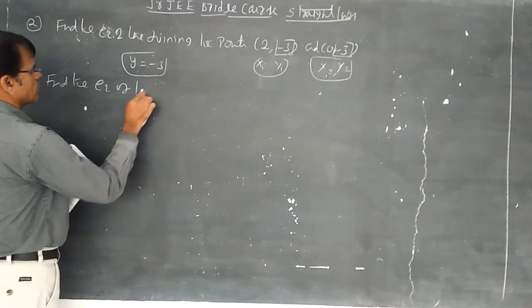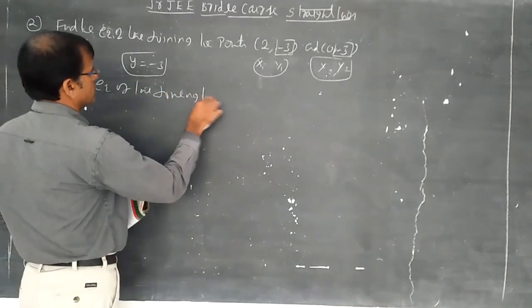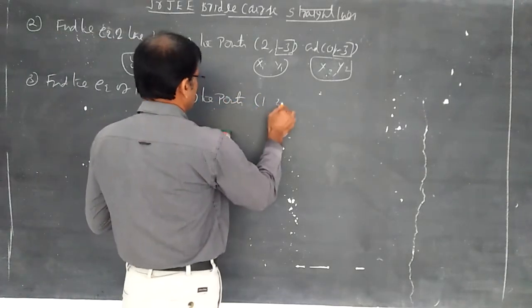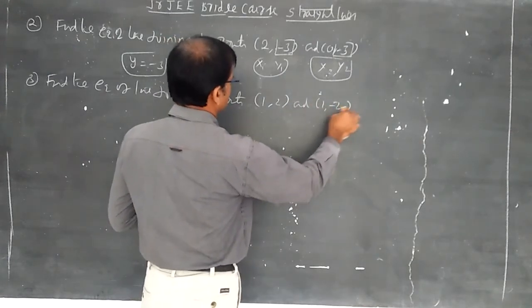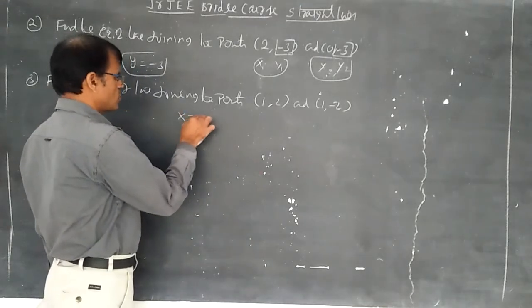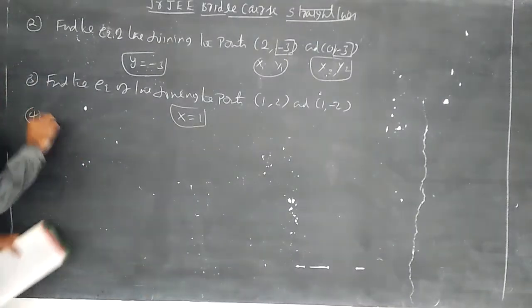Find the equation of the line joining the points (1, 2) and (1, -2). Now you can understand this one. What is equal here? The x coordinate is equal. So the equation you can directly write is x is equal to 1.